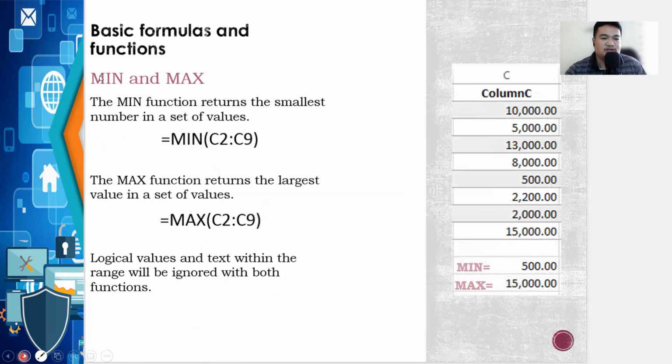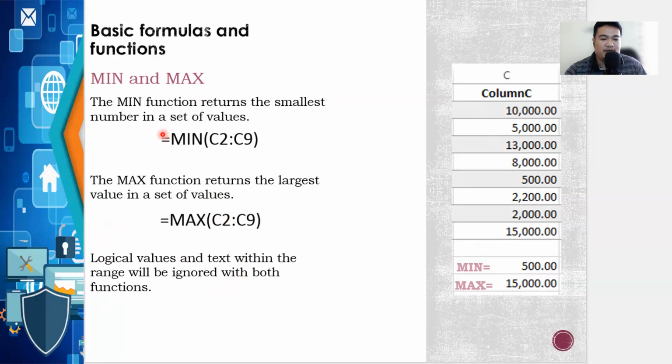Let's continue. We also have min and max. The min function returns the smallest number in a set of values. We have MIN(C2:C9). The max function naman returns the largest value in a set of values. Logical values and text within the range will be ignored with both functions. Okay, so you have to remember that.